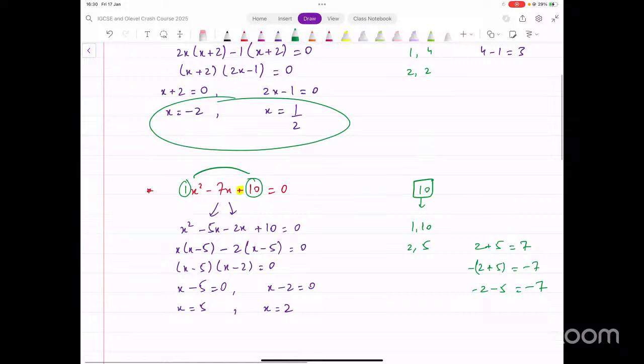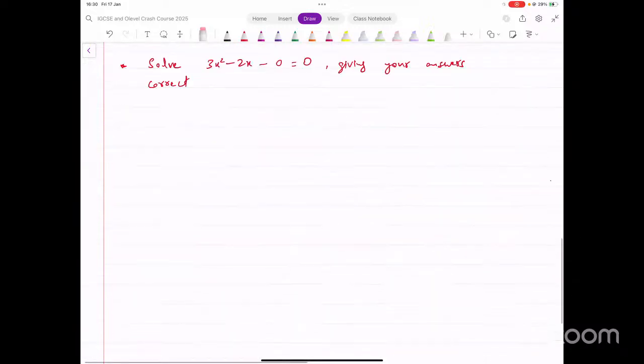Either integers or fractions. When a quadratic equation cannot be factorized, the solution is going to be something in terms of decimals. Okay. So they will always tell you the level of accuracy you have to give in your final answer. So for example, in this case, they might say you have to give an answer correct to 3 significant figures or 4 significant figures.